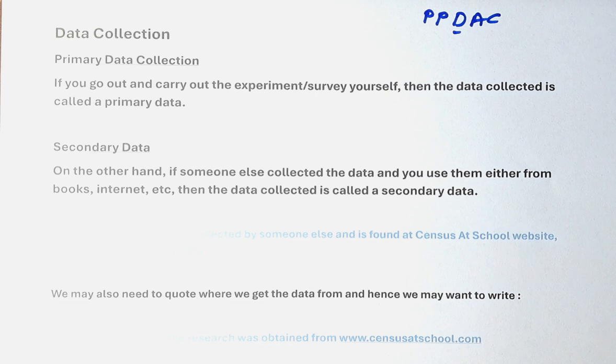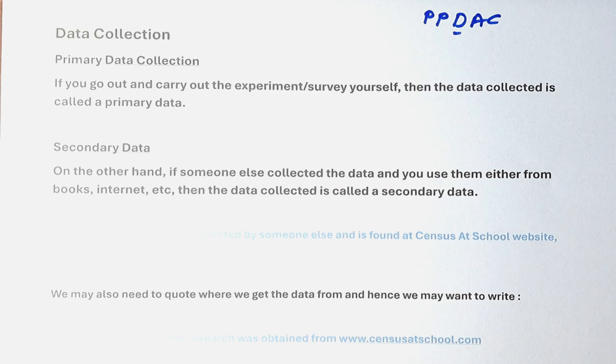So I repeat again, there are two types of data. Primary data is one where you collect the data yourself, you do the experiment and you do the survey to collect the data. Secondary data means you get the data where someone else has collected the data and you use it to reproduce and to reanalyze the data. So one is primary data and the second one is secondary data. In this case, because you got the data from someone else, it is called secondary data.